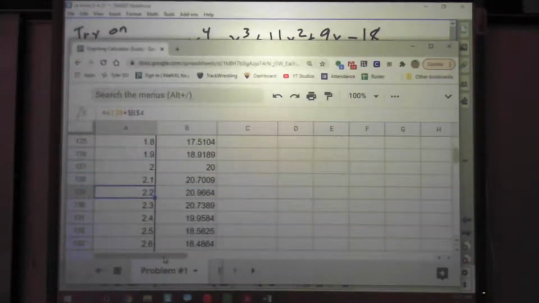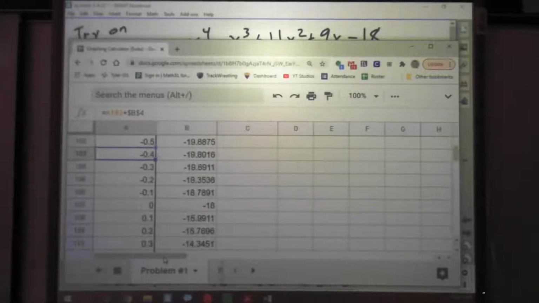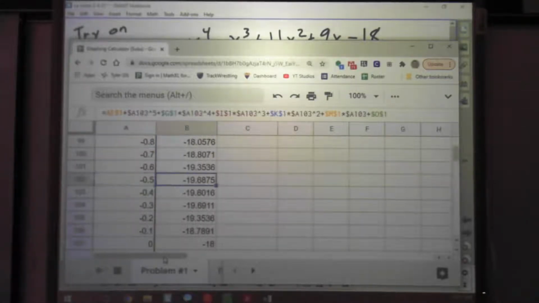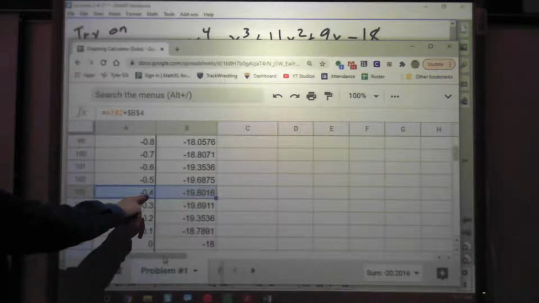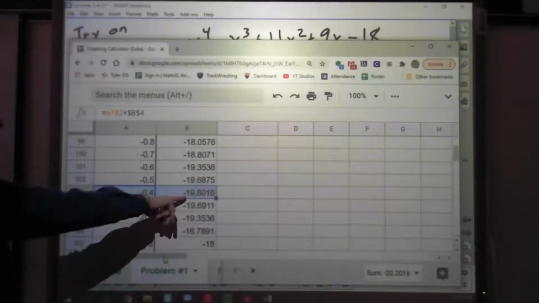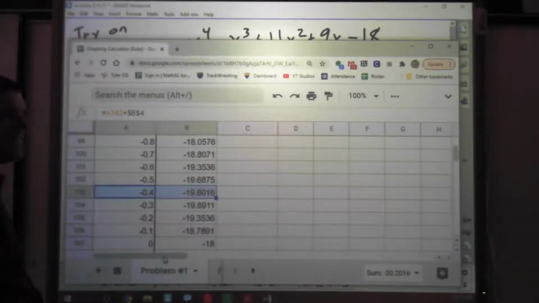Okay, so now we still need to find that minimum. Looking at that minimum, it's probably around 0. Again, I can see I was at negative 18, but I get some negative 19s. Then I'm back to negative 18, so I'm looking for the highest in this area. Looks like we have a winner with this right here. Negative 0.4, negative 19.80.